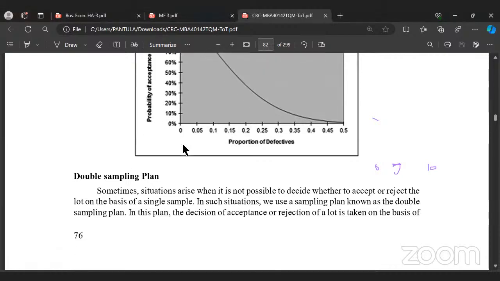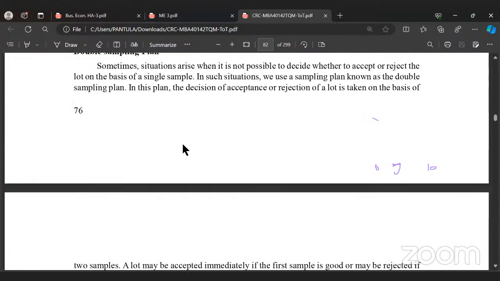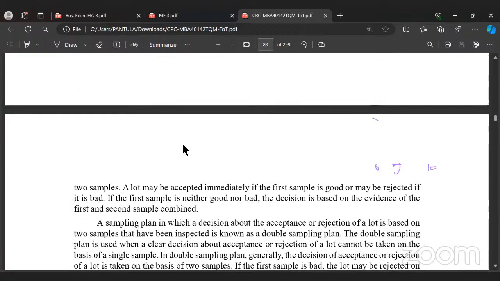Now, the double sampling plan. What is meant by a double sampling plan? Sometimes a situation arises when it is not possible to decide whether to accept or reject the lot based on a single sample. In such situations, we use a sampling plan known as the double sampling plan. The name itself indicates that the first sample is not giving any accept or reject result, so we go with another sample. Again, we are going to take a sample. In this plan, the decision to accept or reject a lot is taken on the basis of two samples.